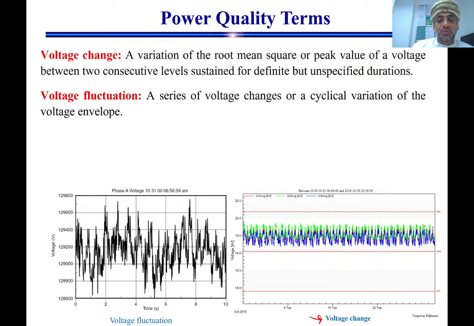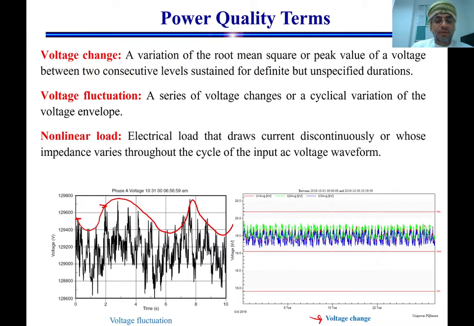Whereas voltage fluctuation, it is clear we have fluctuation. So sometimes we have small voltage, peak voltage, and so on. And the same thing applies to the negative side. So it is a series of voltage changes or a cyclic variation of the voltage envelope. Okay, so if we draw the voltage envelope, it will look something like that, right? So we have a kind of a series of changes. Over here we have low, low, high, high, and so on.